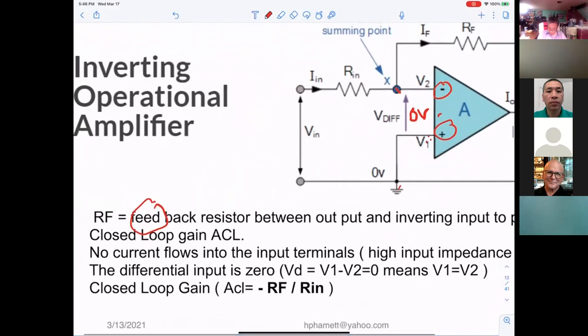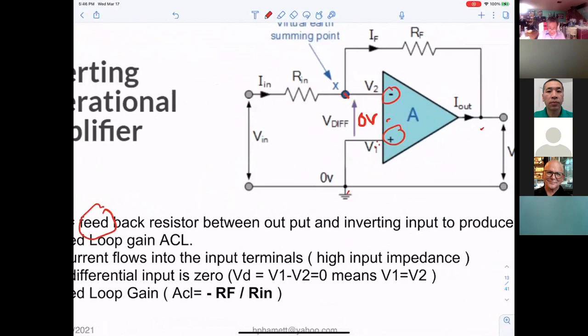Now, inverting amplifier op amp. Inverting means the input signal Vin connects to the negative input, and the other input connects to ground. We already said the difference between V1 and V2 is zero. So if V1 is zero, then V2 here will also be 0 volts.